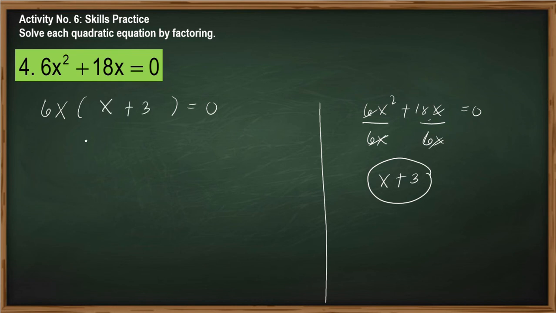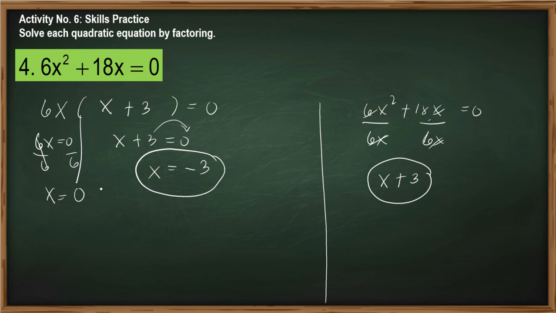Then, we apply the zero product property. So, we have 6x is equal to 0. We have x plus 3 equals 0. Divide both sides by 6 to get the value of x. And 0 divided by 6 is equal to 0. Then we transpose positive 3 to the right side, it becomes negative 3. So the solutions are x equals negative 3 and x equals 0.